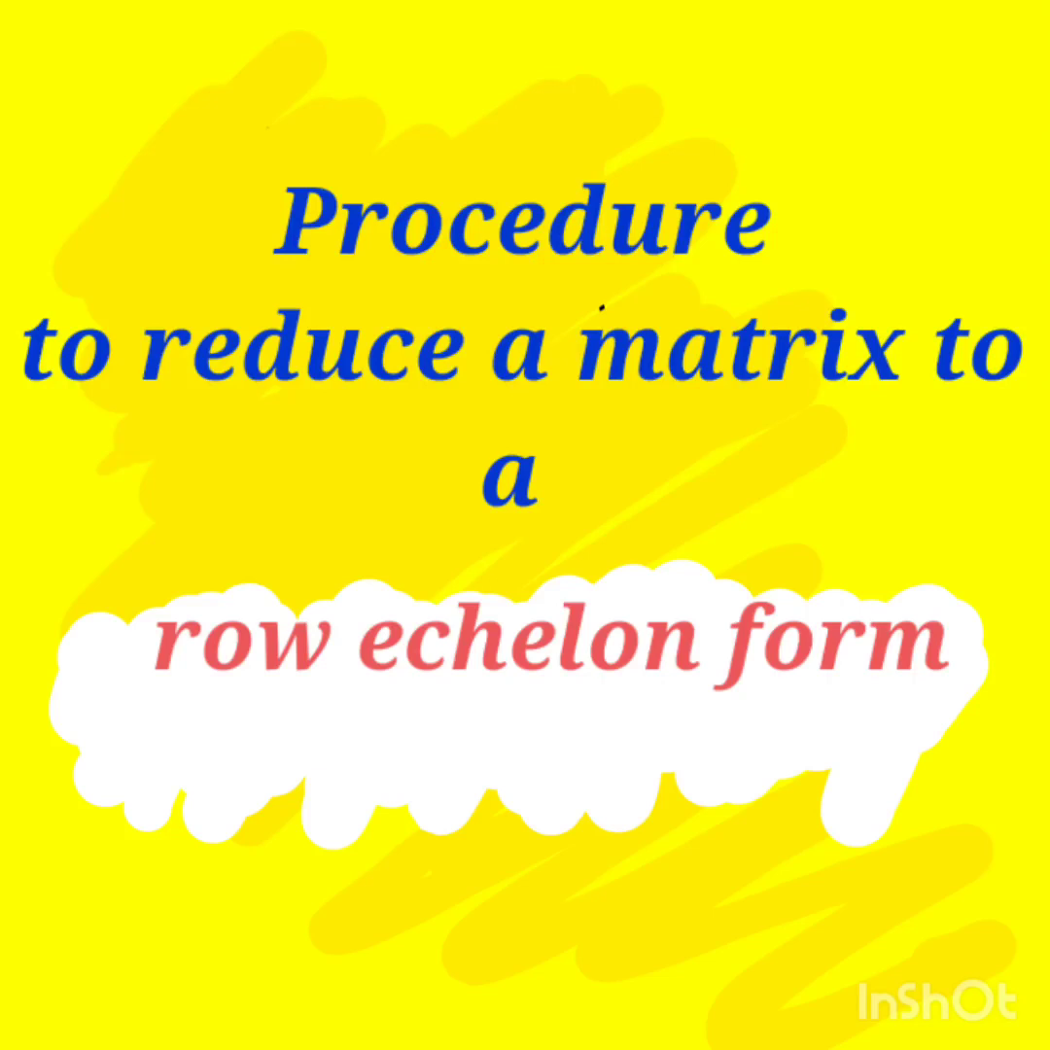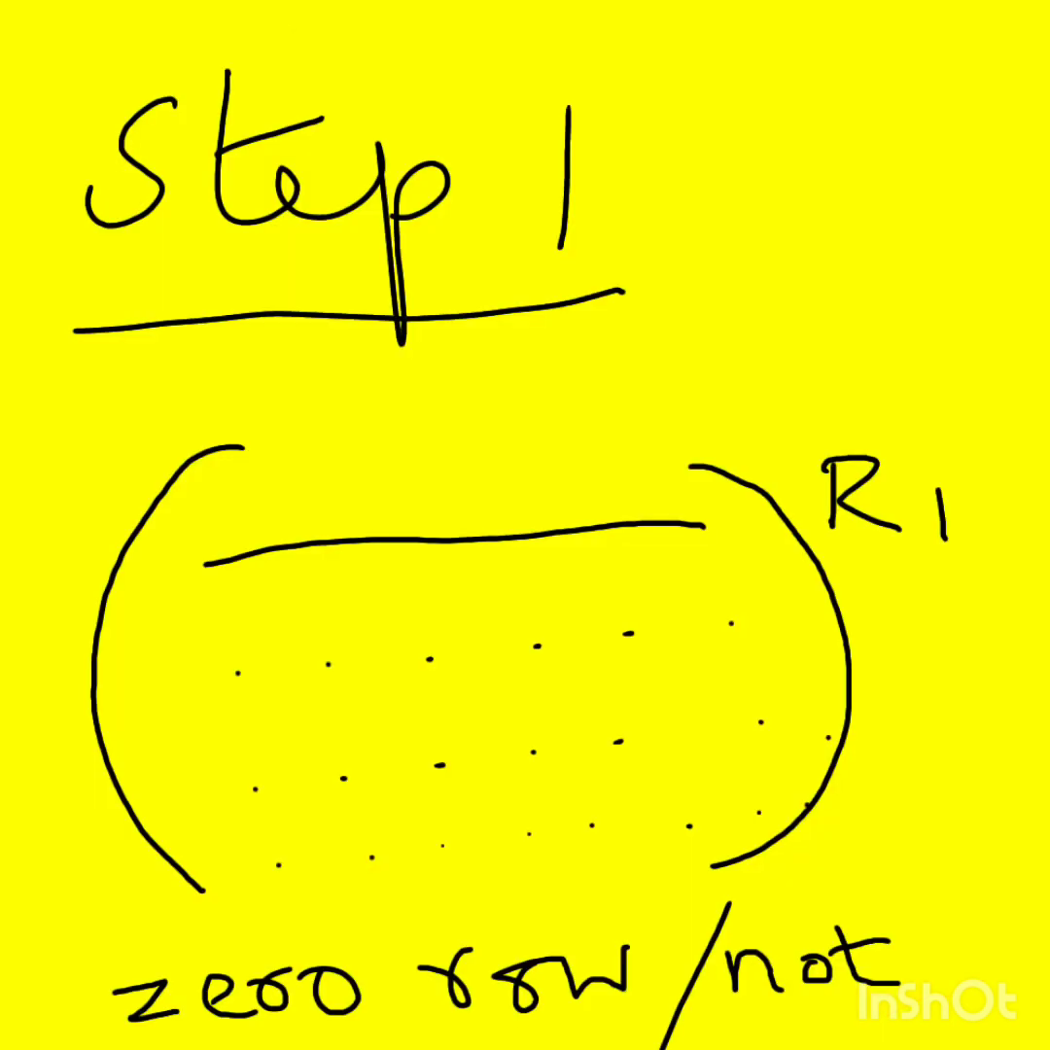The procedure to reduce a matrix to its row echelon form is explained in this video. There are three steps. In step 1, we take the given matrix. Consider the first row, R1.